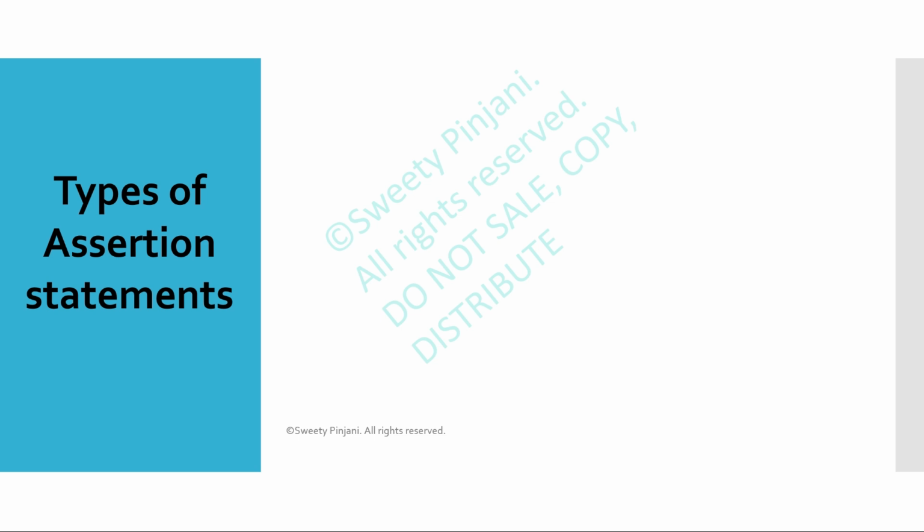This is the SystemVerilog Assertion series. Today we are going to learn about various types of assertion statements. You will see different types of statements while learning SystemVerilog assertions. These are, first one is assume, then we have assert, cover and restrict. Let's see each of them, what they are, why we use them, where we use them with example.